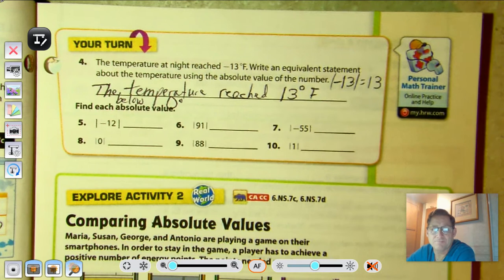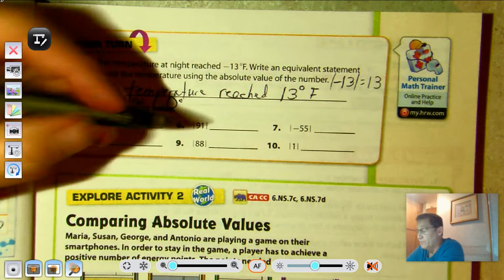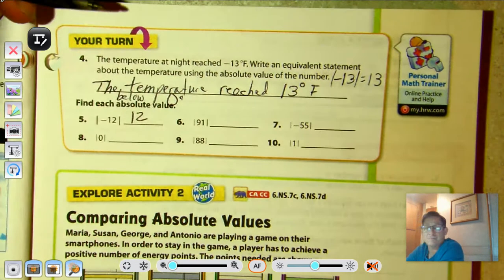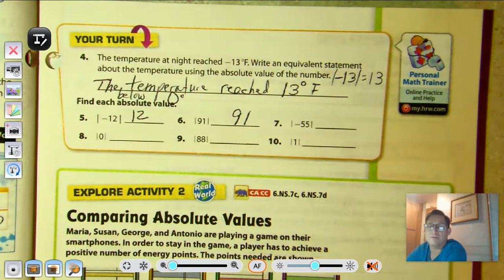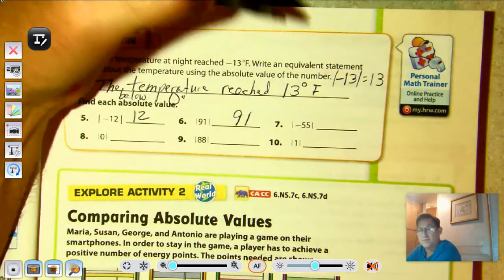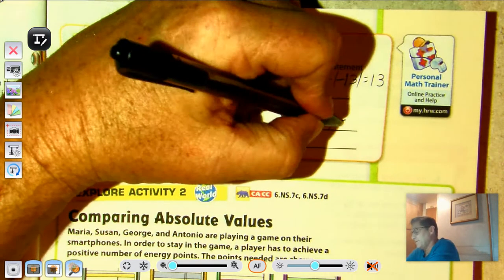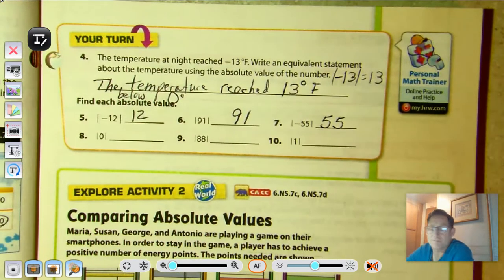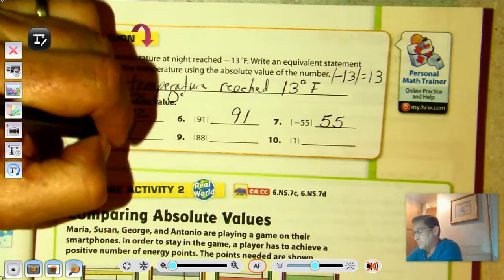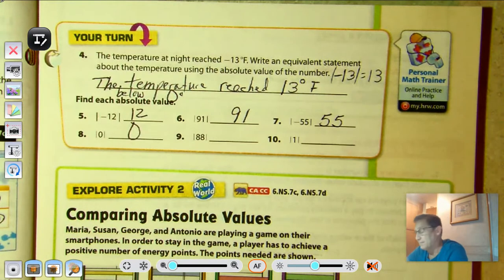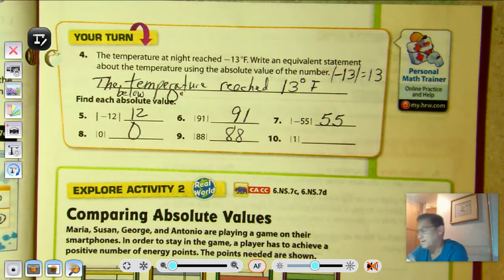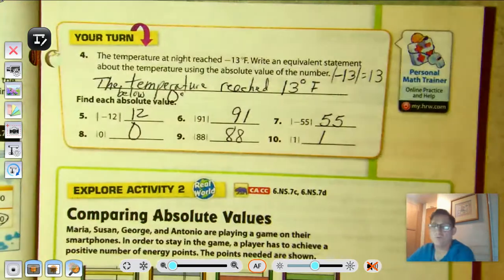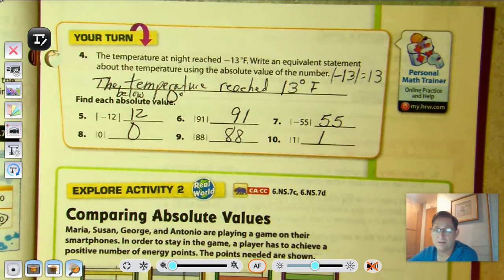All right, find the absolute value. Negative 12 is just 12 units away from 0. The absolute value of 91 is 91 units away from 0. The absolute value of negative 55 is 55 units away from 0. The absolute value of 0 is 0. The absolute value of 88, 88 units away from 0. And the absolute value of 1 is 1. Okay. All right, how about activity 2?